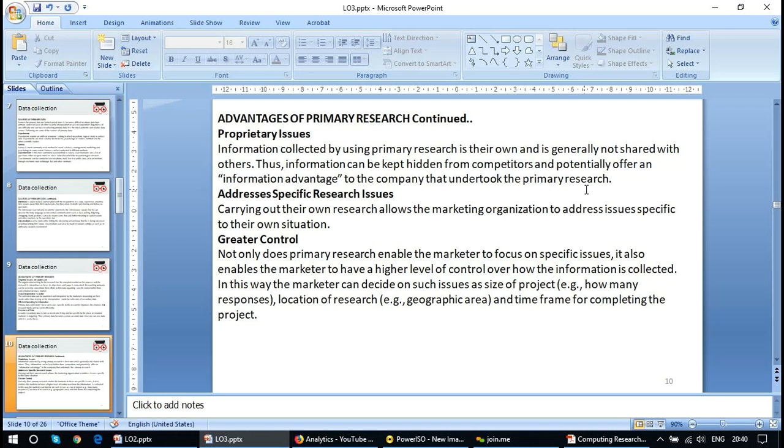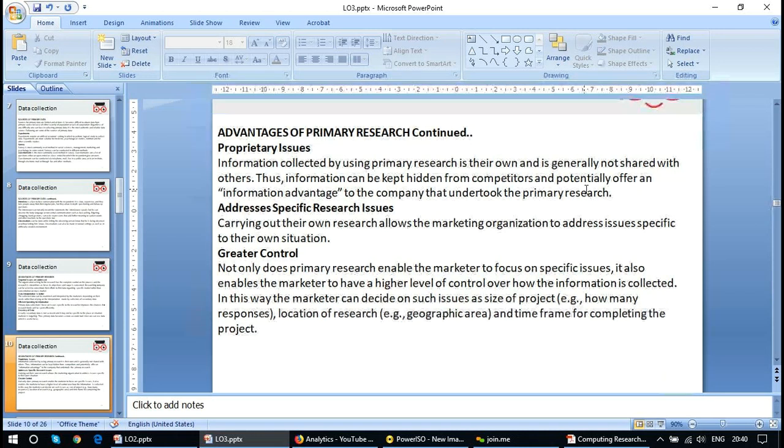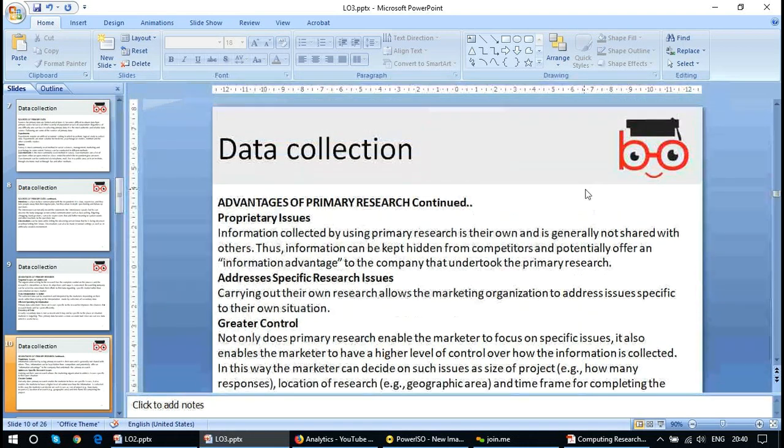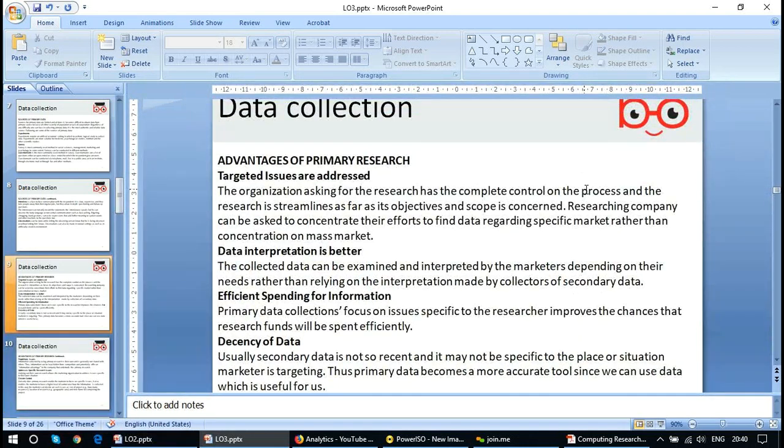So in primary research, you have greater control, and specific issues are addressed by yourself. You have proprietary rights for the data as well. Let me go to the previous slide. You address the targeted issues, the data interpretation is better, the efficient spending is done, and recency of data exists. So these are the advantages of primary research.